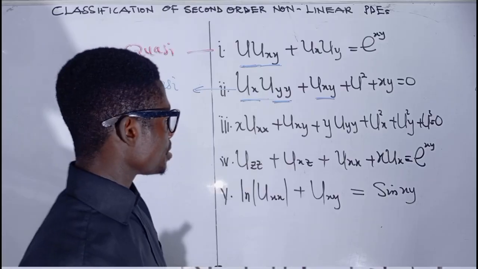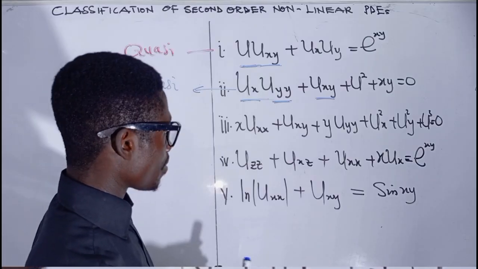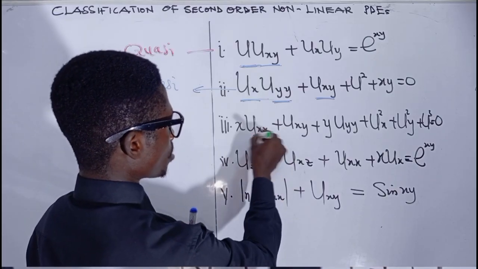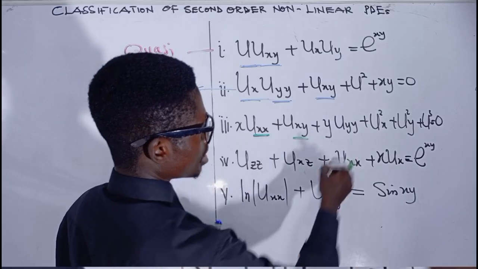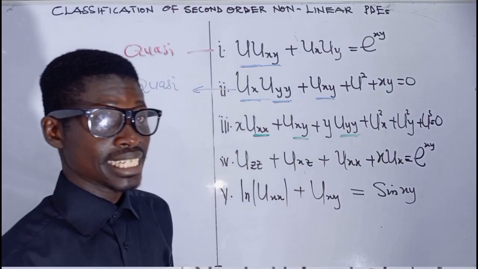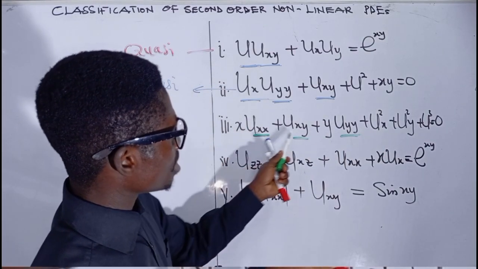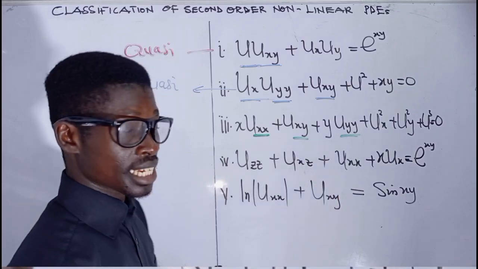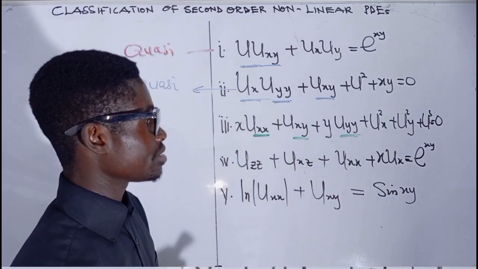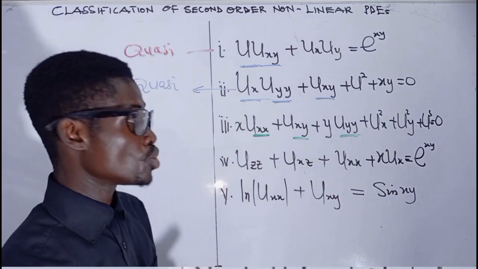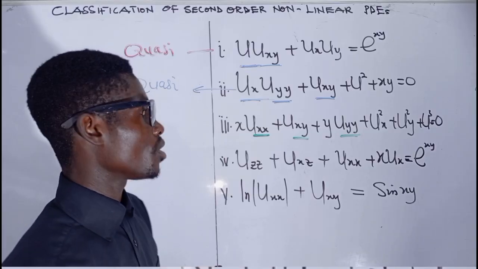Now let's look at the third one. We are first going to identify our highest derivatives. This is one of them. This is also one of them. This is also one of them. Are they linear? You can see that all of them are linear. Good. If they are linear, then we move on to the lower order derivatives such as the u, the ux, and then the uy to see if they are linear or not.